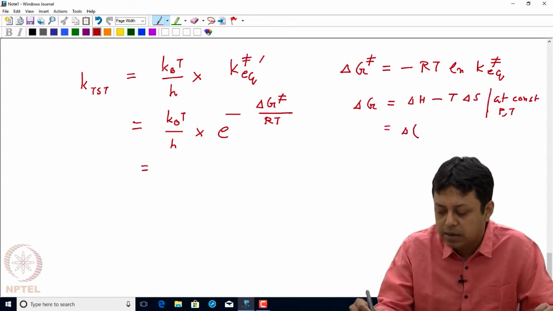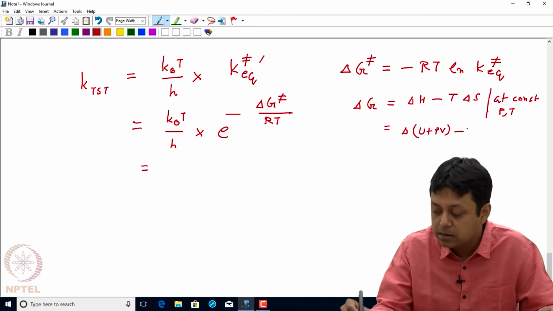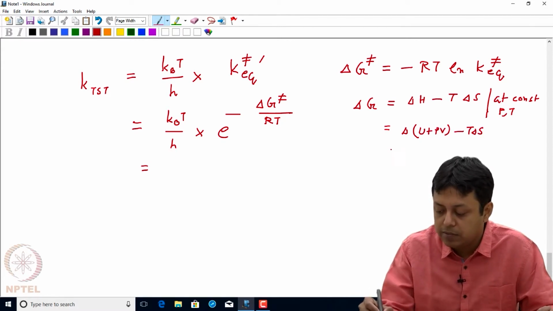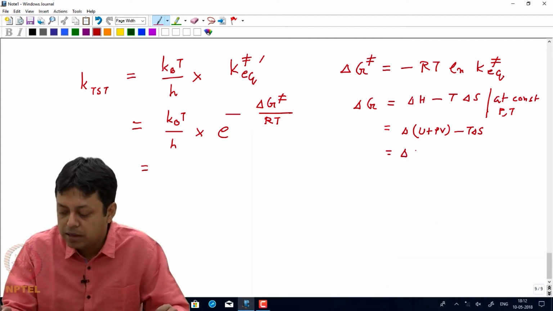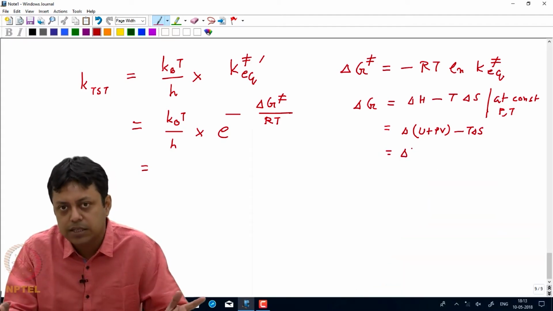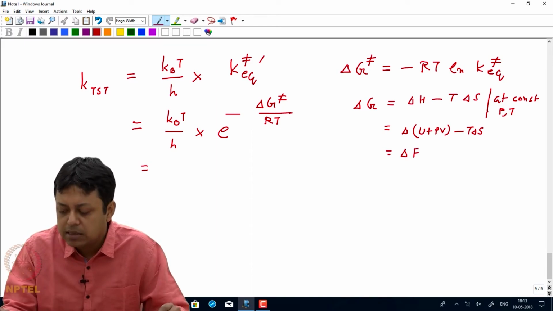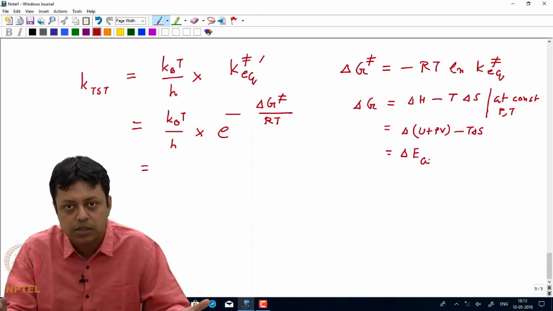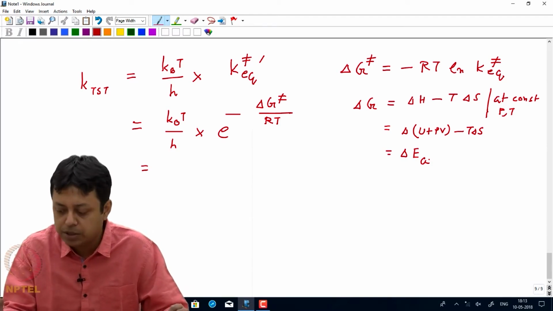Delta H is nothing but delta of U plus PV, assuming ideal gas behavior and assuming a gas phase reaction. Now we have delta U, which is a change in internal energy that is connected to the activation energy which Arrhenius got experimentally, because this is a macroscopic quantity which he measured.